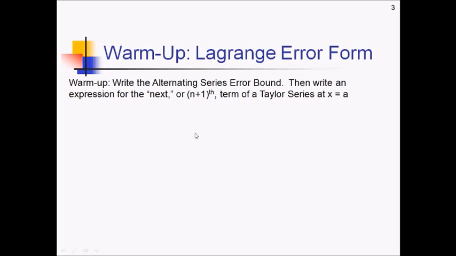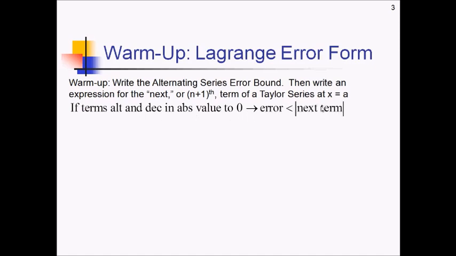For the warm-up on this one, we're going to start with what you already know by writing the alternating series error bound. So take a moment to do that. Alright, so we can say that if the terms of a series alternate and decrease in absolute value to 0, the error is bounded by the absolute value of the next term.